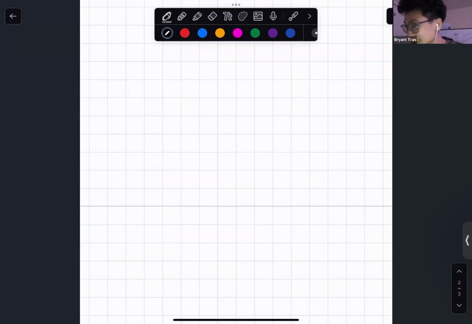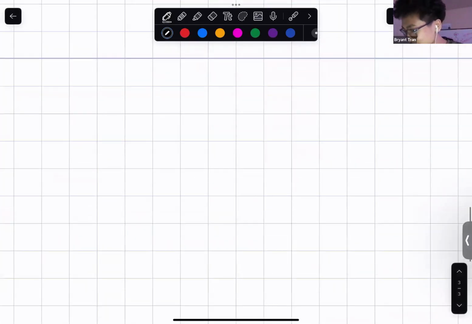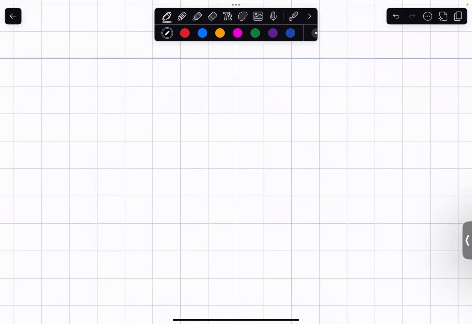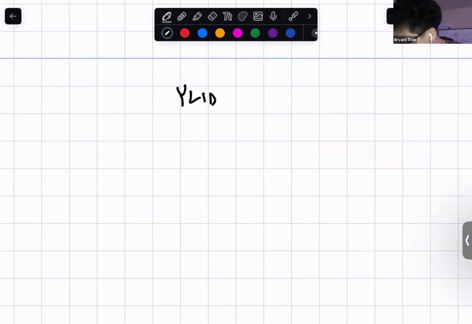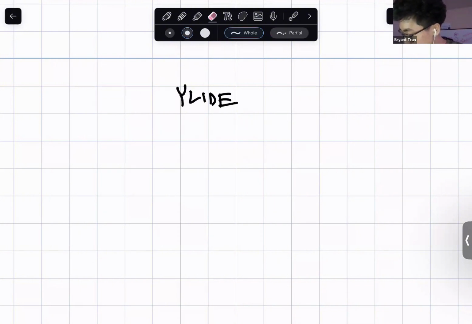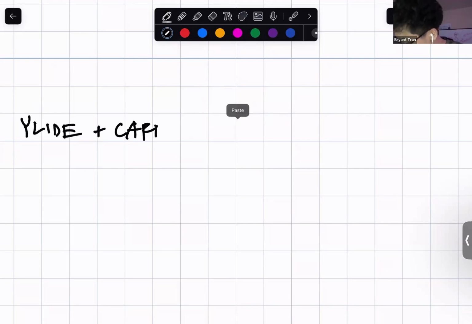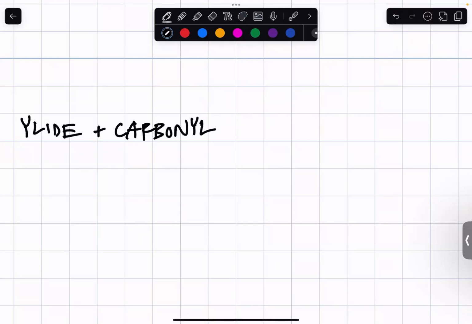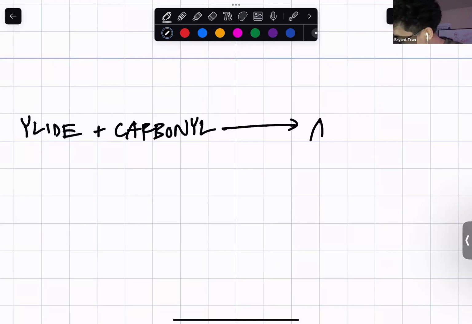Oh, the Wittig reaction. Yes, that's the weird one with the ylide, right? I don't know how to say it. Ylide, with the Y. And the carbonyl. I remember this reaction is with the ylide plus carbonyl, and that gives you what again? It's supposed to give an alkene. An alkene, yes, that's right. A carbon double bond carbon. The carbonyl is a carbon double bond oxygen, and alkene is a carbon double bond carbon.